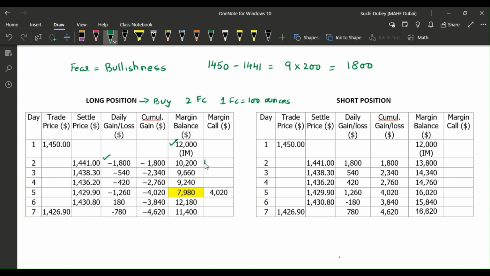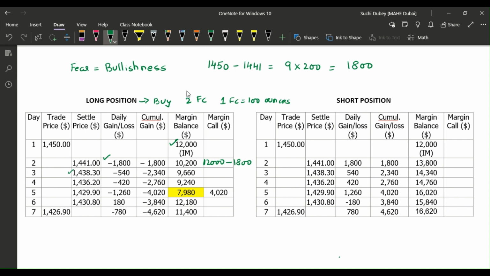How did we get this? 10,200, so it is 12,000 minus 1,800. Because 1,800 is a loss, my account balance has gone down, and now the account balance is 10,200. Again, on the third day I was very optimistic, but let's see what has happened. Again the prices have gone down.